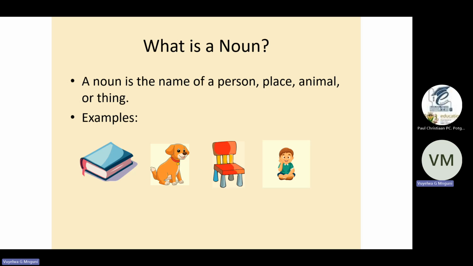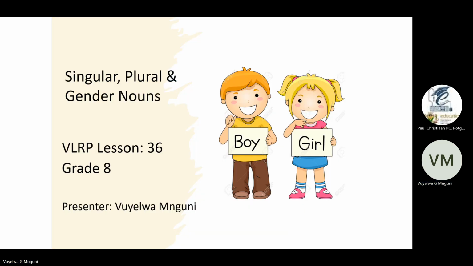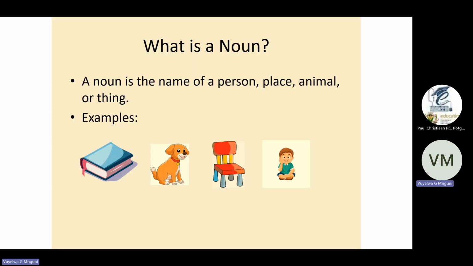Let us look at the examples. We have a book. A book is a type of noun. We have a dog. A dog is an animal. Then we have a chair. A chair refers to a thing, a piece of furniture. Then we have a child or a boy. These are all types of nouns, but today, remember, we're going to look at singular, plural, and gender nouns.